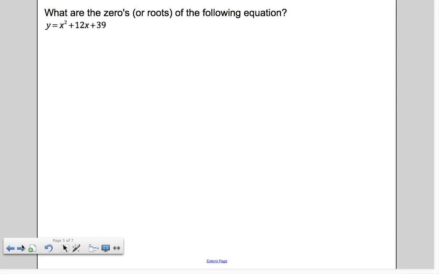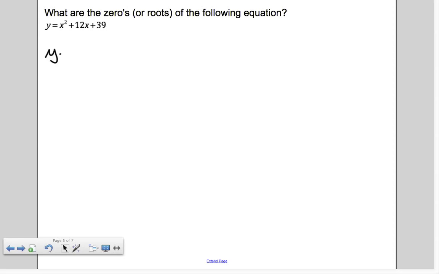So what is the first thing that we want to do? See if you can do PSI. I can tell you right now, PSI is not going to work. There's only two numbers that multiply to 39 and add to 12. See if they're square. So let's try the other way. Let's complete the square.